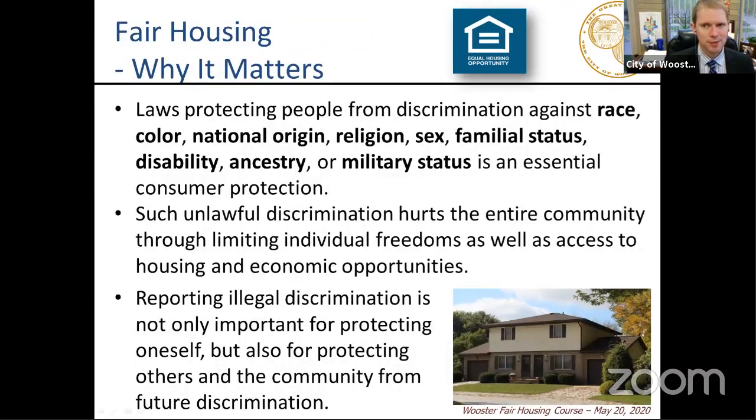So why does fair housing matter? Laws protecting people from discrimination against race, color, national origin, religion, sex, familial status, disability, ancestry, or military status is an essential consumer protection. Such unlawful discrimination hurts the entire community, and it does so through limiting individual freedoms as well as access to housing and economic opportunities. Reporting illegal discrimination is not only important for protecting oneself, but also for protecting others and the community from future discrimination.